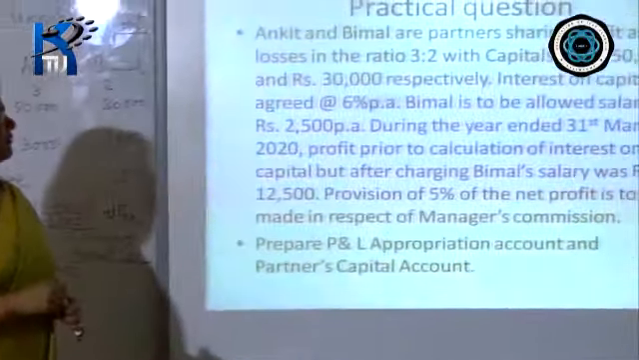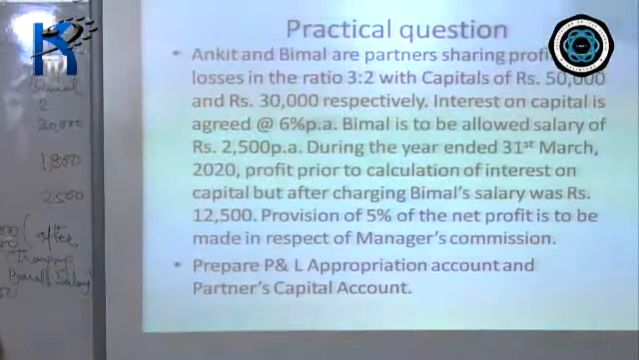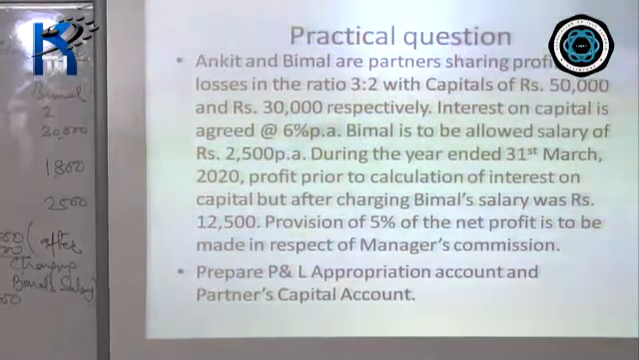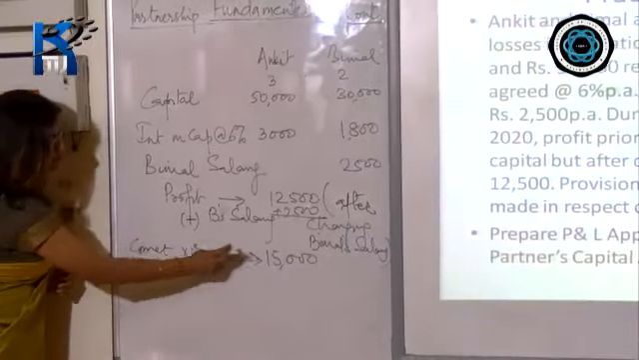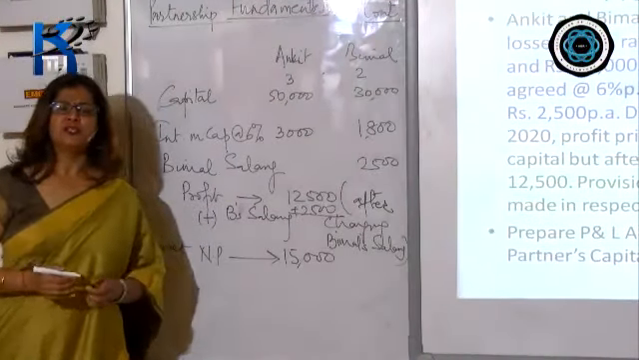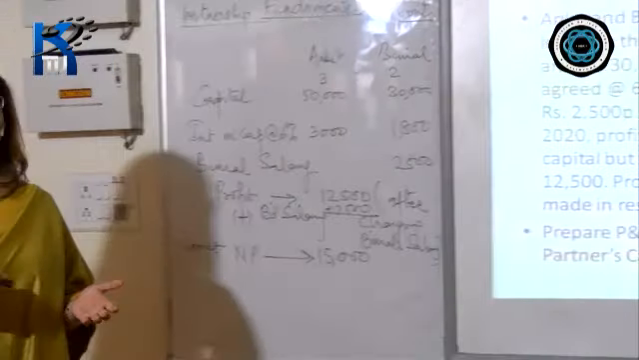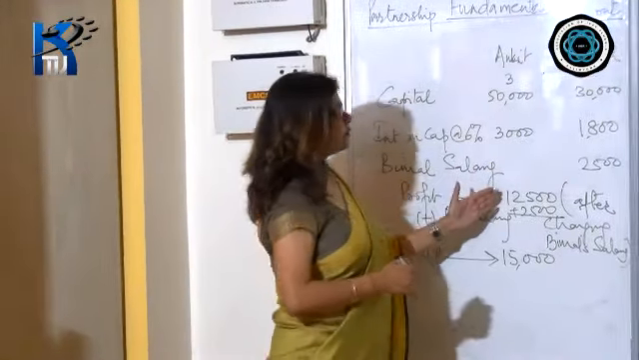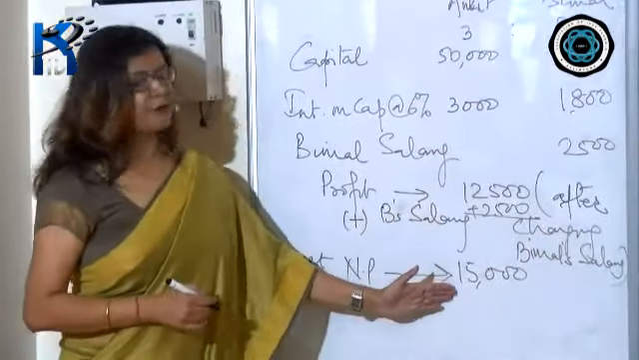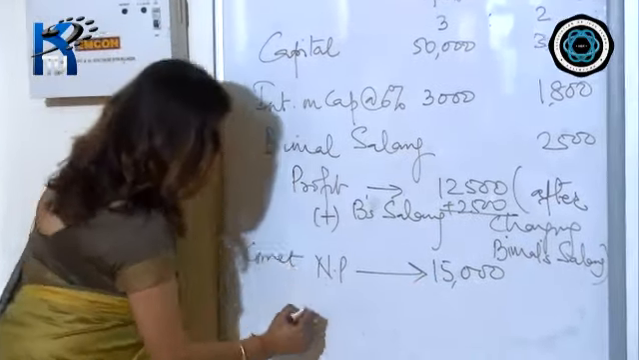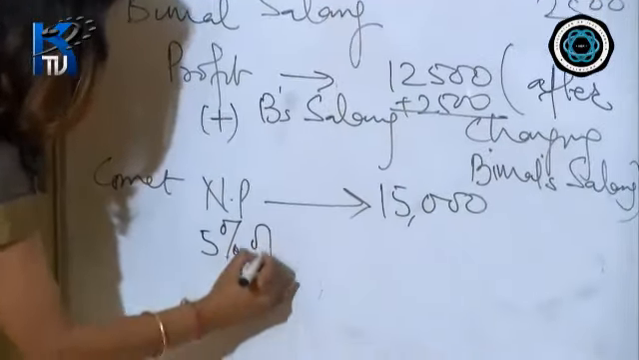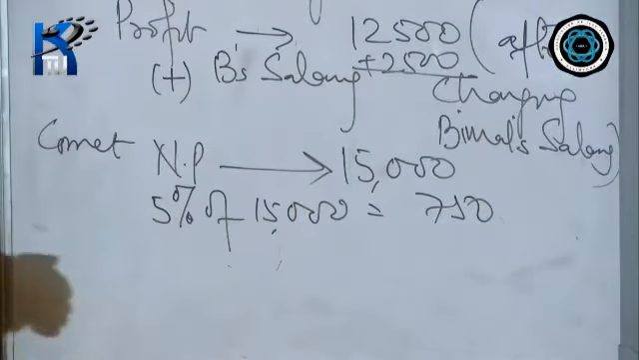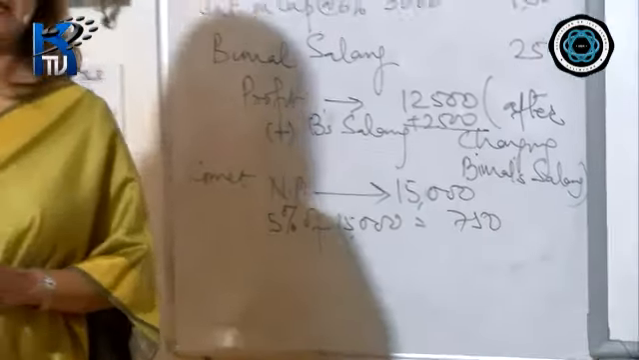Now, provision of 5% of the net profit is to be made in respect of manager's commission. So which is the correct net profit? The correct net profit is 15,000. Whatever commission is to be given, whatever interest is to be given, it has to be given on the correct net profit. So 12,500 was not the correct net profit. The correct net profit is 15,000. So 5% of 15,000 comes out to be 750. So this is the manager's commission. Manager will be given 750.